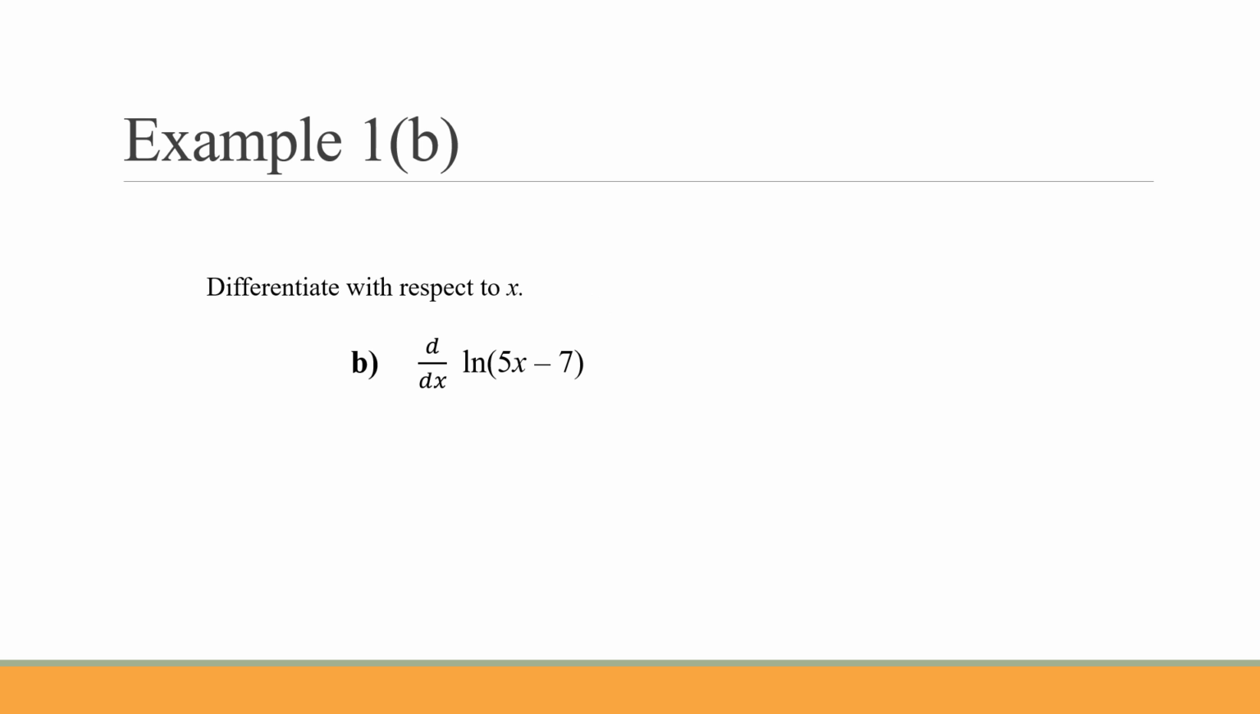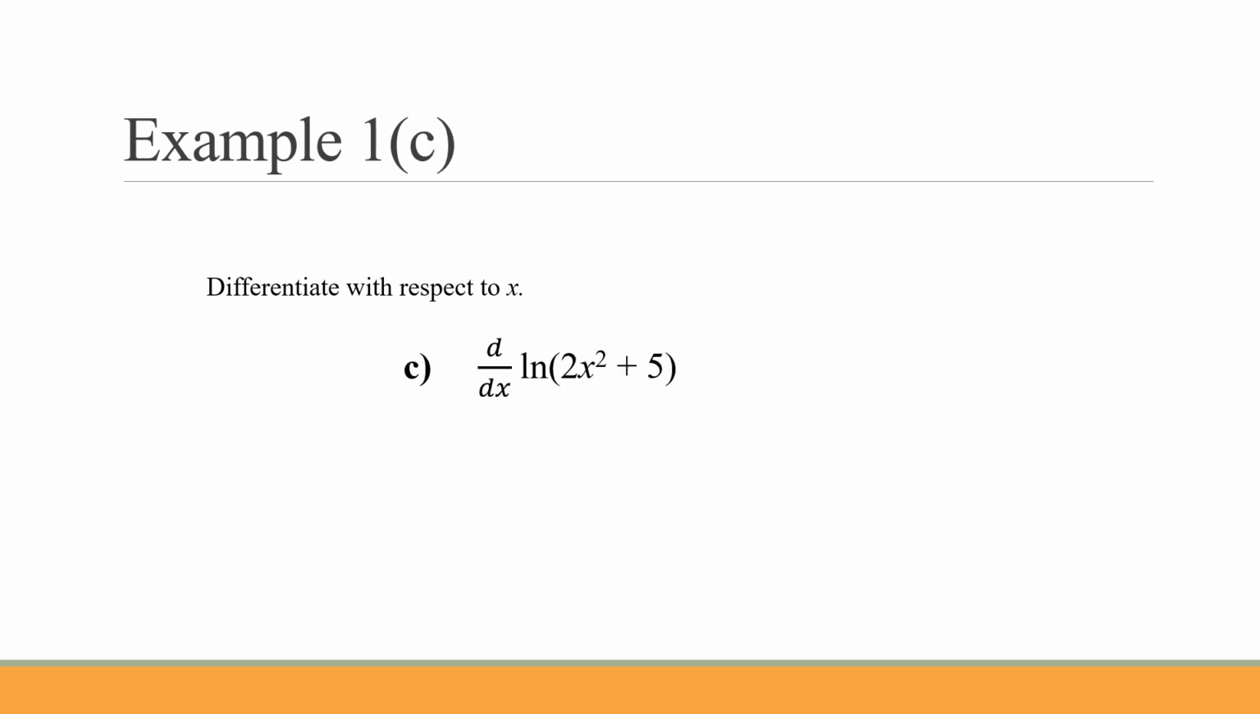Moving on. For this one, it's going to be similar. Give yourself a minute to actually differentiate this. This will actually take you like 15 seconds. Okay, so for this one, how do you differentiate? Basically, you have 1 over 5x minus 7. If you differentiate 5x minus 7, you only get 5. So the answer is 5 over 5x minus 7.